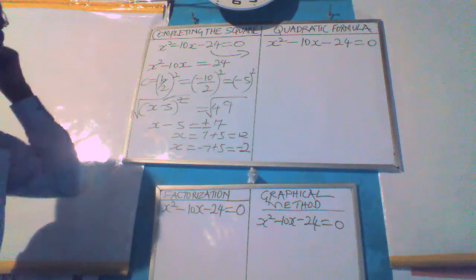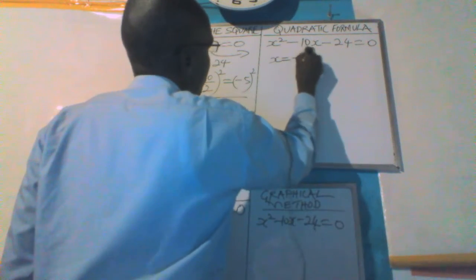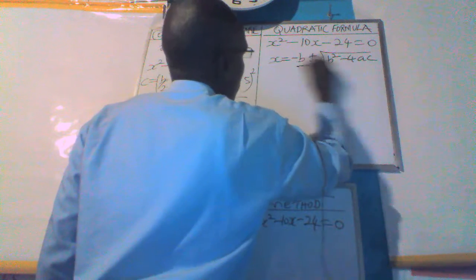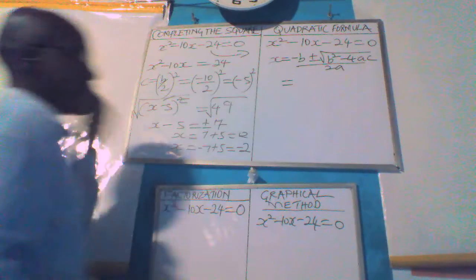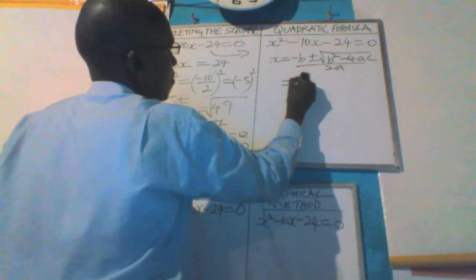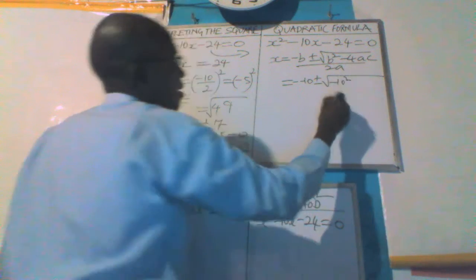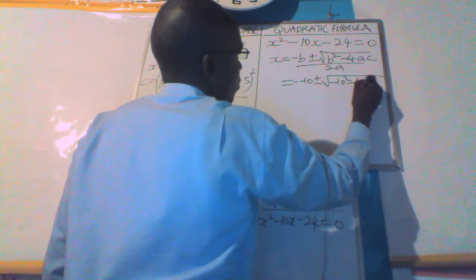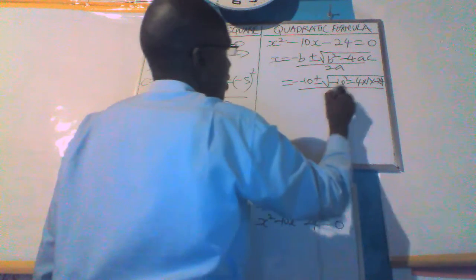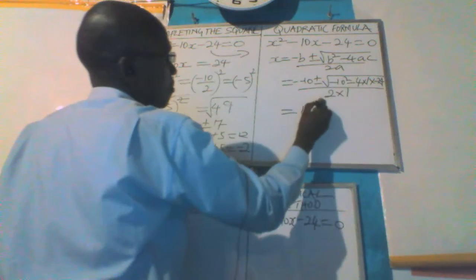The second method is that of the quadratic formula, and as stated earlier, the quadratic formula is x is equal to minus b plus or minus the root of b squared minus 4ac, all over 2a. Proceeding in the same momentum, our b term is minus 10, so we take minus of minus 10, plus or minus the root of b squared, again minus 10 squared, minus 4ac, our a is 1, and our c is minus 24. All these divided by 2a, our a is 1.